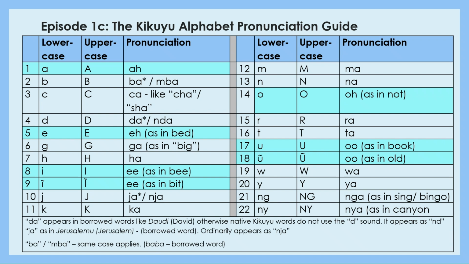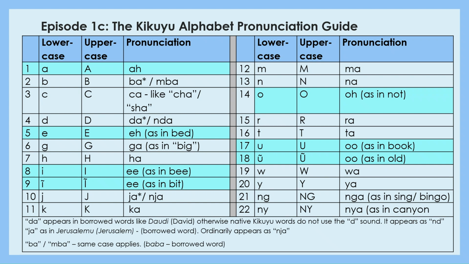The next letter is the letter cha or sha. Now in Kikuyu, the letter we pronounce in English as C always makes a cha sound, as in church, or sha. There is no hard K sound as in English, where we have words like cat. So whenever you see this letter, immediately think cha or sha, never k.